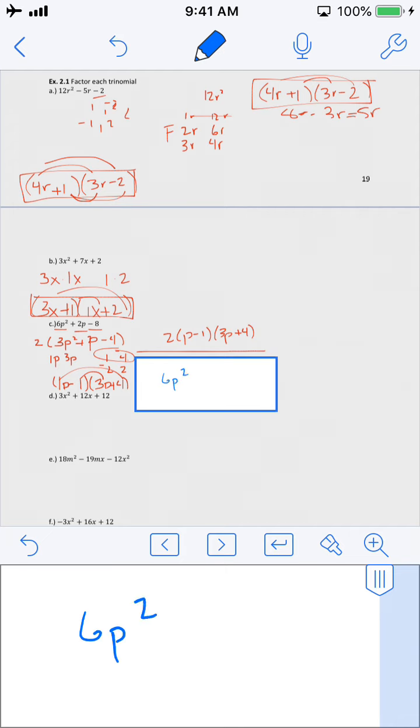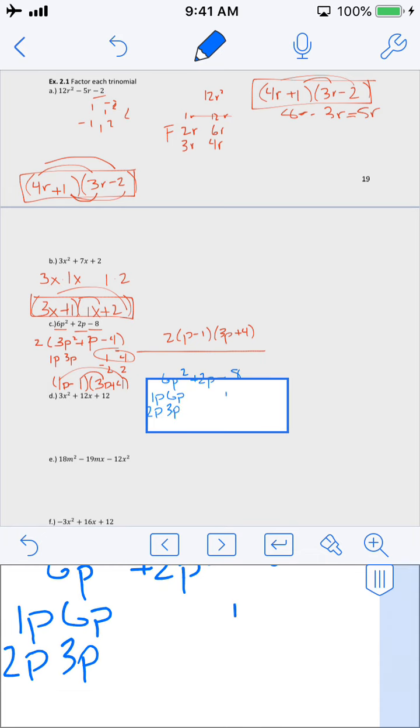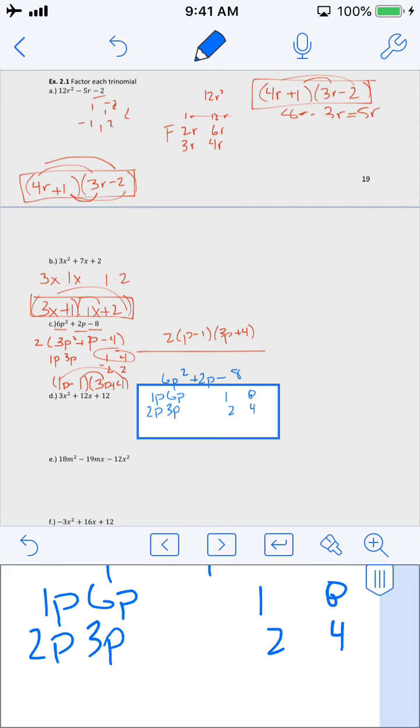6p squared plus 2p minus 8. I could do this without factoring out that 2, but I would end up with more options. 1p and 6p, 2p and 3p. Here I'd have 1, 8, 2, 4. Now what combination multiplies to 6? I'm sorry, adds to 2, pardon me.